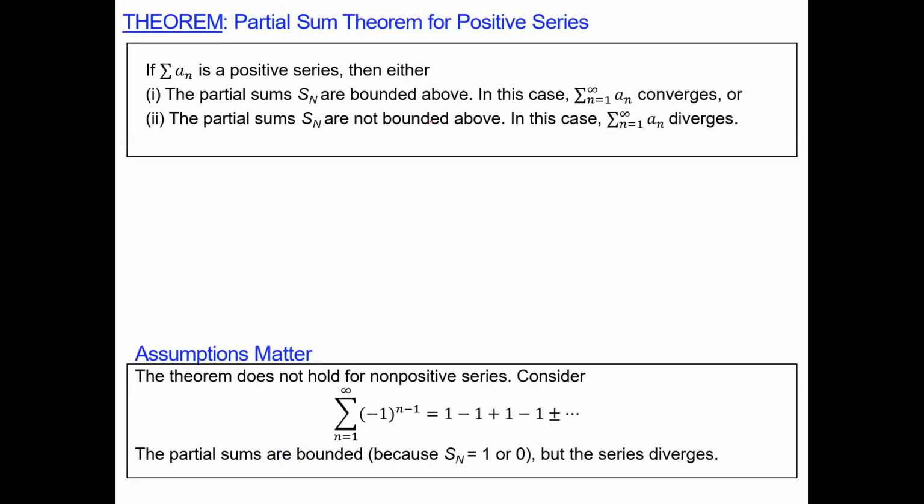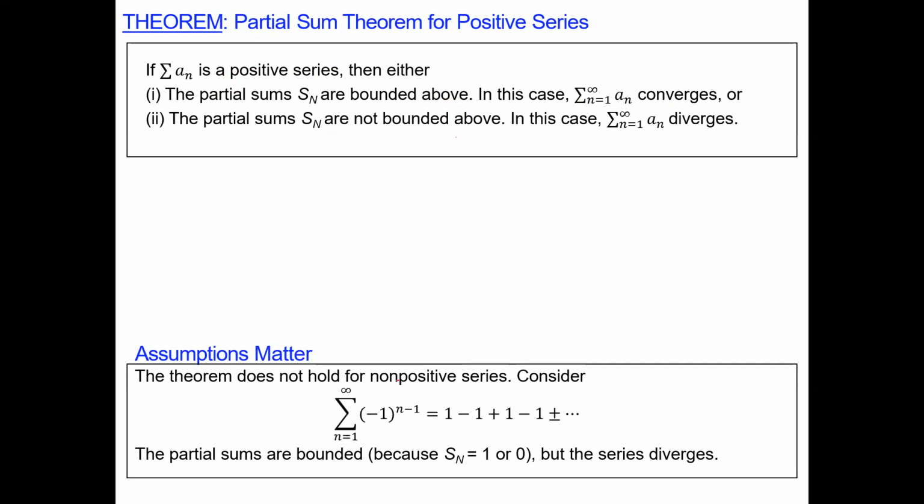And this is just the summary. If we have an infinite series with positive terms, we know that the partial sums are increasing. If we prove that the partial sums are bounded above, then the series is convergent. If the partial sums are not bounded above, then it's divergent. Okay, that's what we will try to use.